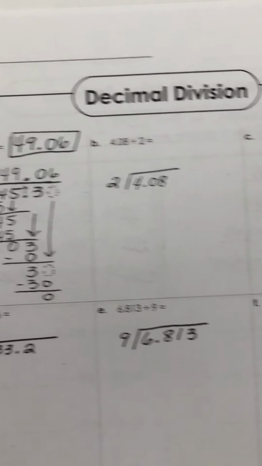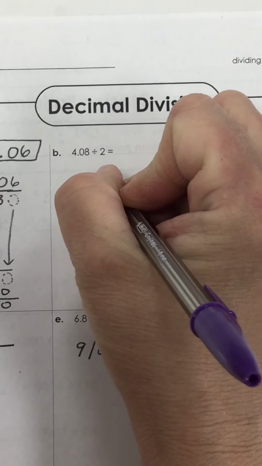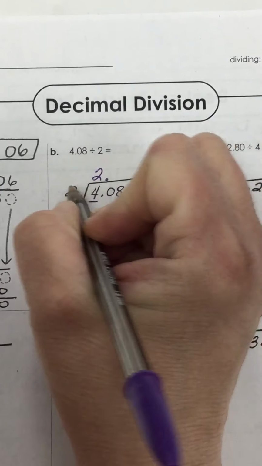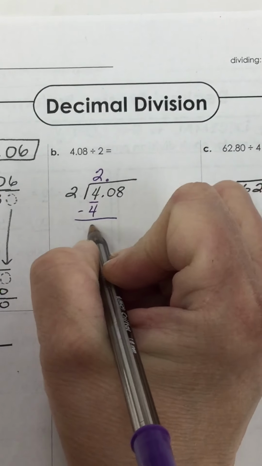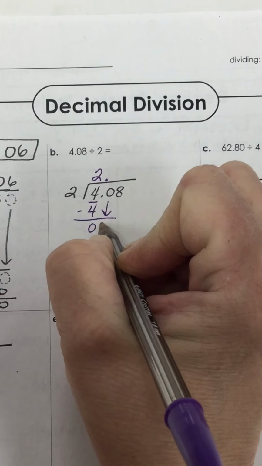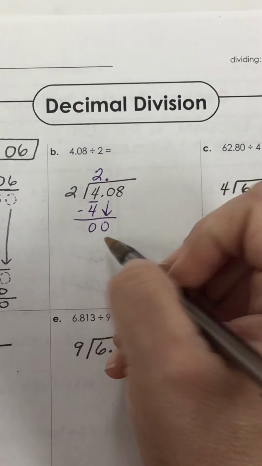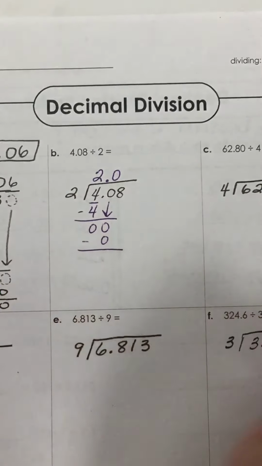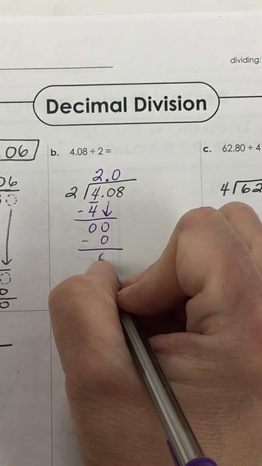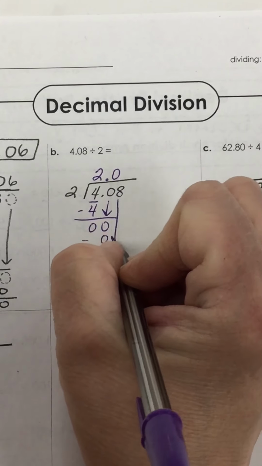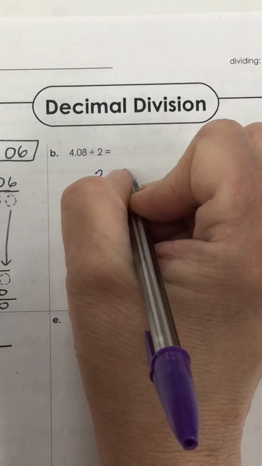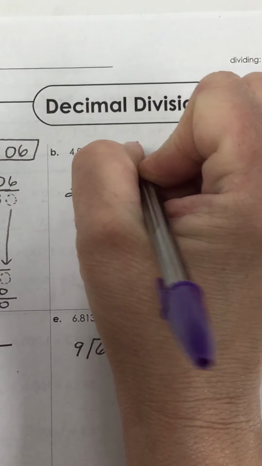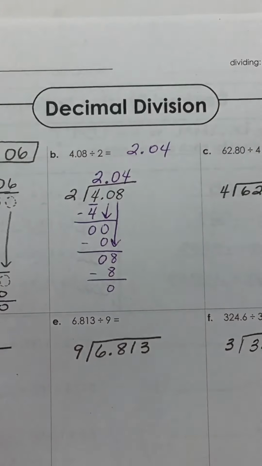Okay, so let's do another one. First thing I'm going to do is bring the decimal to the top. 2 goes into 4 2 times. 2 times 2 is 4. 4 minus 4 is 0. Bring down my 0. Okay, 2 goes into 0 no times. So 0 times 2 is 0. Subtract. I get 0. Bring down the 8. 2 will go into 8 4 times. 4 times 2 is 8. And 8 minus 8 is 0. So your answer is 2.04.